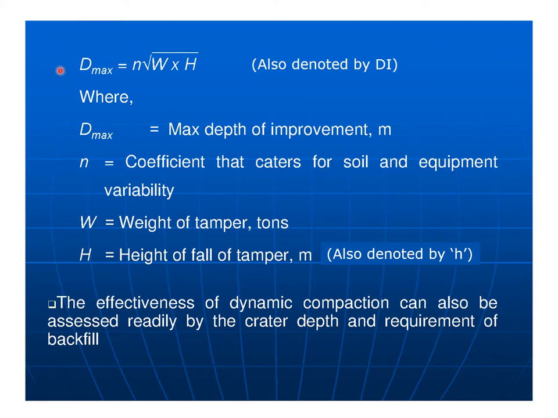So D max, also denoted by DI, is the maximum depth of improvement. D max is equal to N multiplied by the square root of W into H. Here D max, or DI, is the maximum depth of improvement in meters, and N is the coefficient that caters for soil and equipment variability. W is the weight of tamper in tons, and capital H, in some handbooks you would find small h, so both symbols can be used, is the height of fall of tamper or weight, again in meters.